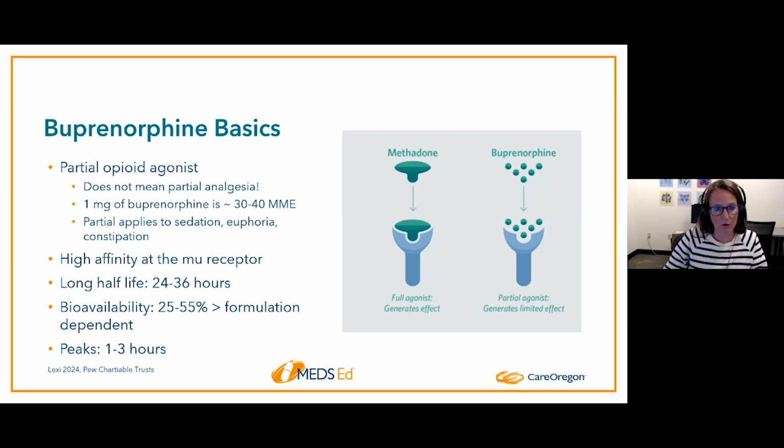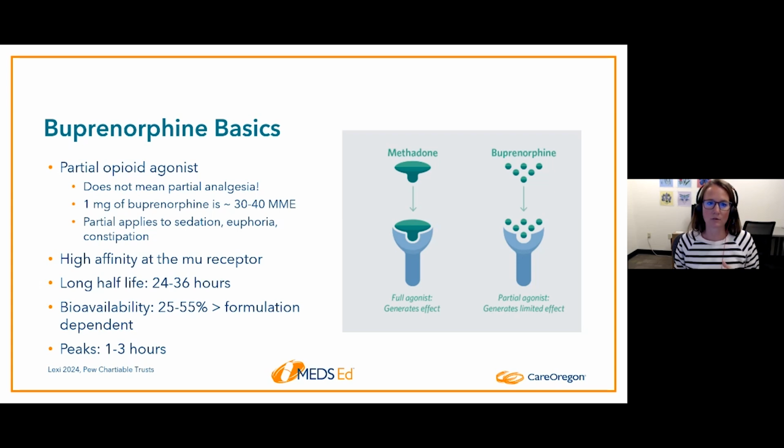So there's not great MME conversion out there, but generally we think that 1 milligram of sublingual buprenorphine is around 30 or 40 oral MMEs. So certainly significant. Buprenorphine also has fairly high affinity at the mu receptor, and so it'll outcompete any other opiate that works on the receptors in the brain. It has a really long half-life. It'll stay on those receptors once it gets there for anywhere from 24 to 36 hours.